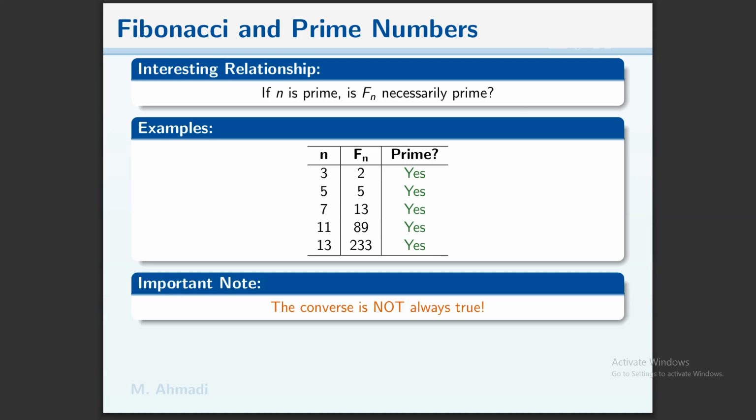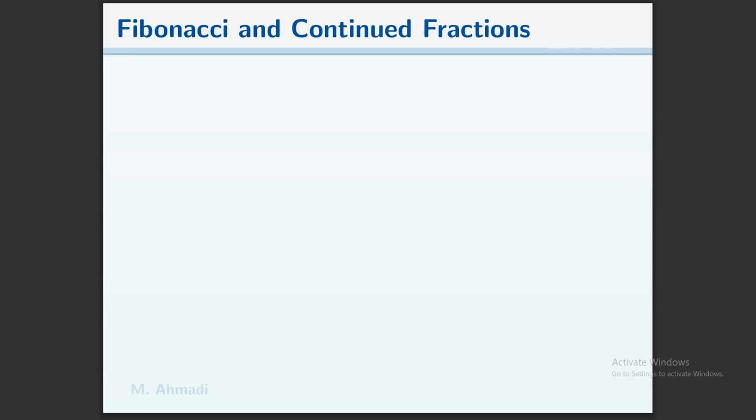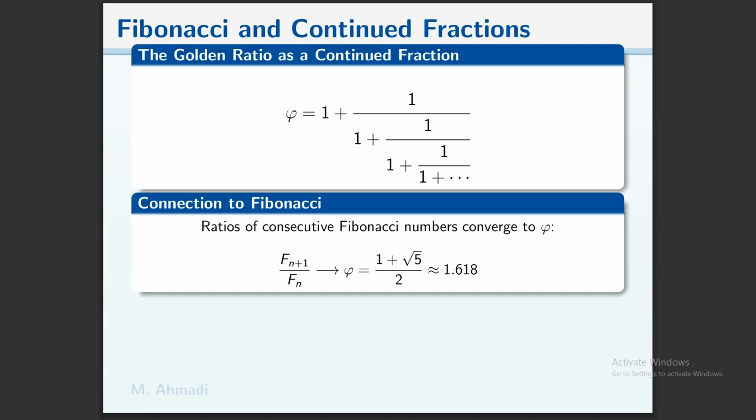Also here you can see an important note. The converse is not always true, because here F4 is 3, 3 is prime, but 4 is not prime. So this goes in one direction, not both. Also, with that, we know that there is a deep connection between Fibonacci and prime numbers. Here is a small part of that connection.